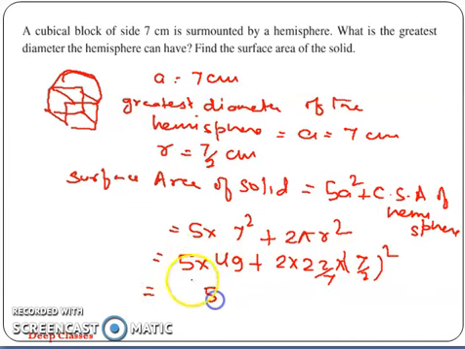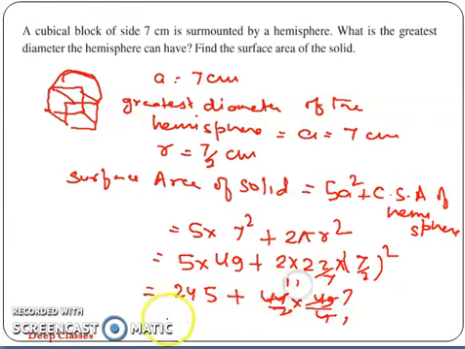5 into 9 is 45, 5 into 4 is 20, it's 245, and this is 44 upon 7 into 49 upon 4, so 7 we can cancel, and this is 11. So we can write 245 plus 77. So the final answer is 322 centimeter square.